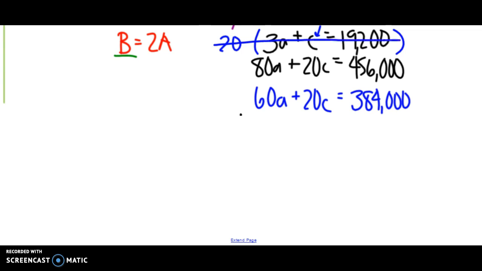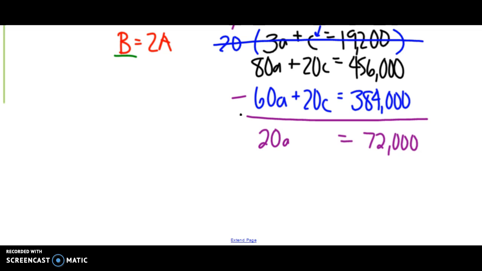Okay, so I've essentially gotten rid of this equation right here and come up with this new equation. Right? Now to get rid of the 20c's, I have to subtract. So 80a minus 60a is 20a. 20c minus 20c is 0, goes away. And 456,000 minus 384,000 is equal to 72,000. Right? Divide both sides by 20. And then I find that in section A, there are 3,600 seats. Okay? That's great.